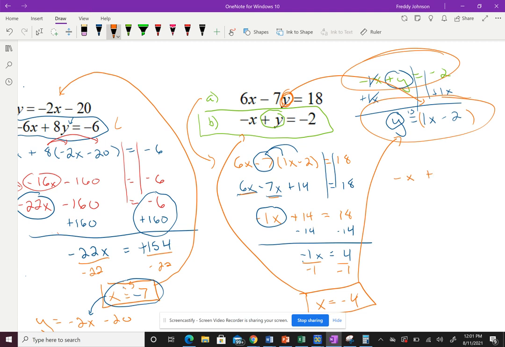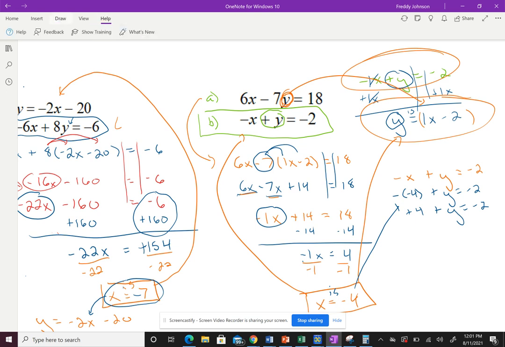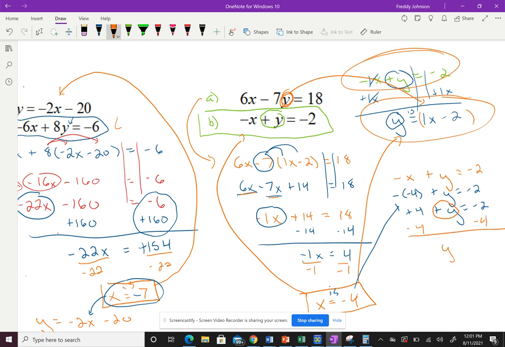So I'm going to write out B. So there we go. And now I know what x is. X is negative 4, so I'm going to replace that. So I'm going to get negative 4 plus y equals negative 2. The negative and negative becomes a positive. And then I'm going to solve for y by subtracting 4 to both sides. Okay, and I get y equals negative 6.